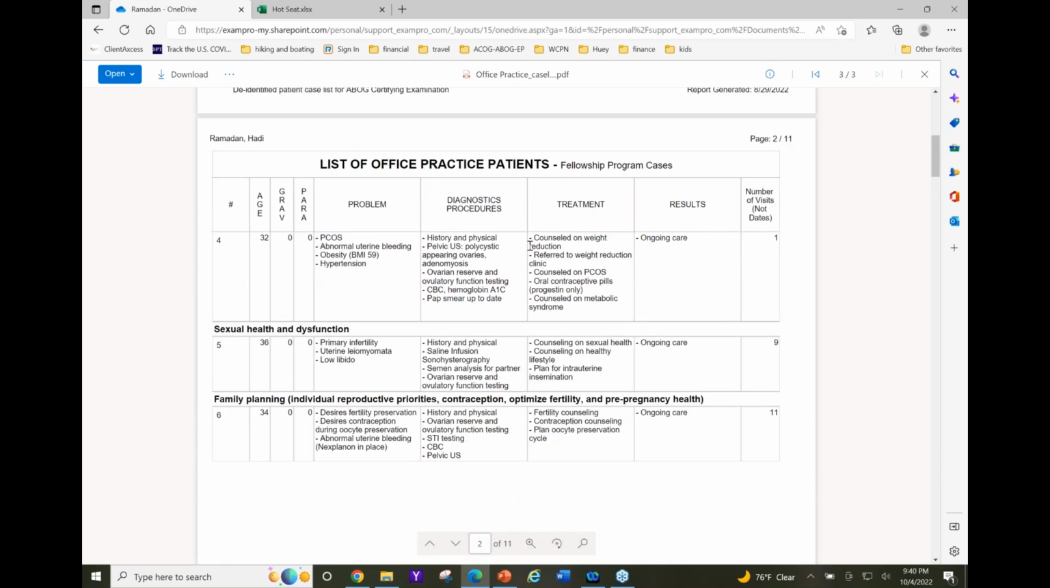Let me ask you about case number 4. So I noticed that you counseled this patient on weight reduction. Well, what did you tell her?